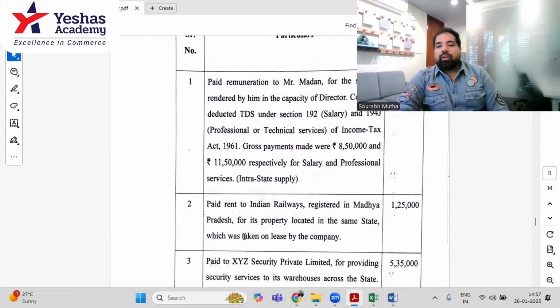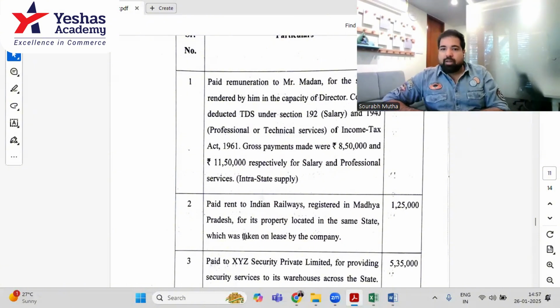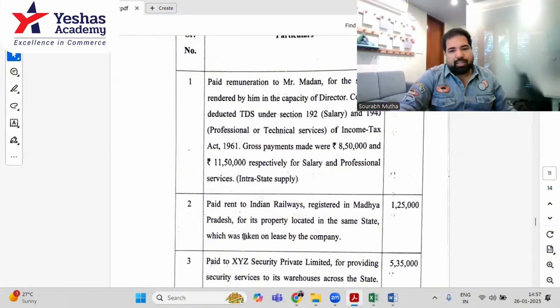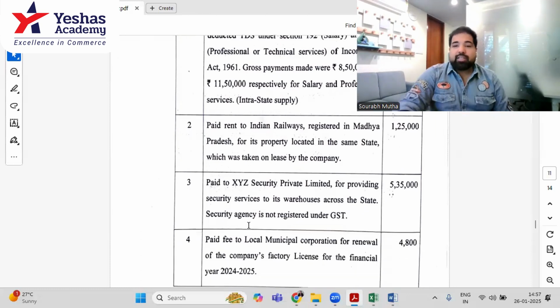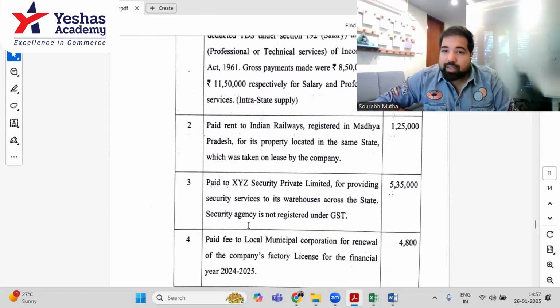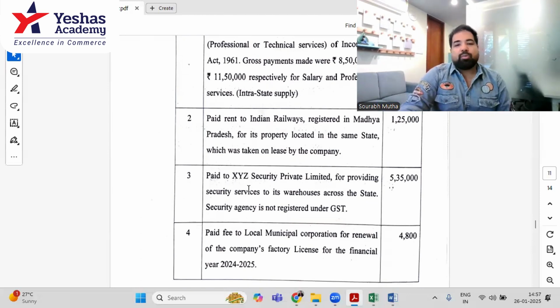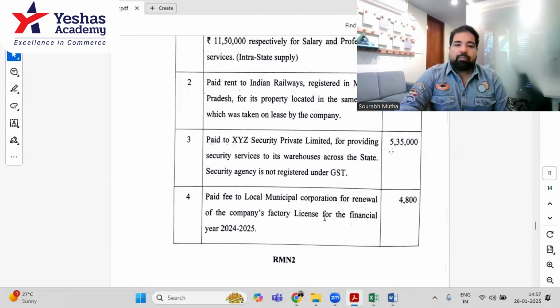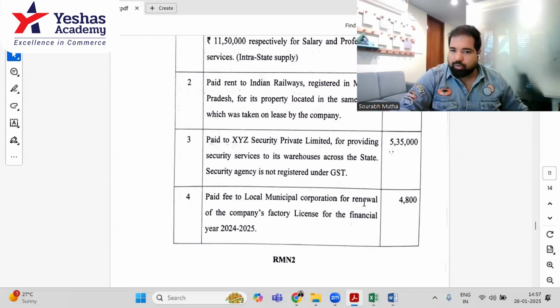Next, paid rent to Indian Railways. If you remember, the government is very lazy except for four things, which is trapped. So in railways, again, there is GST. Yes, you'll have to pay GST to the government. Next, for security services, is it under RCM? Yes, provided the supplier is not a company. Here, it is a company. So hence, this is under FCM, not RCM. And paid to the local corporation, if you pay to the government up to 5,000 rupees, there is no GST. So no GST on this.